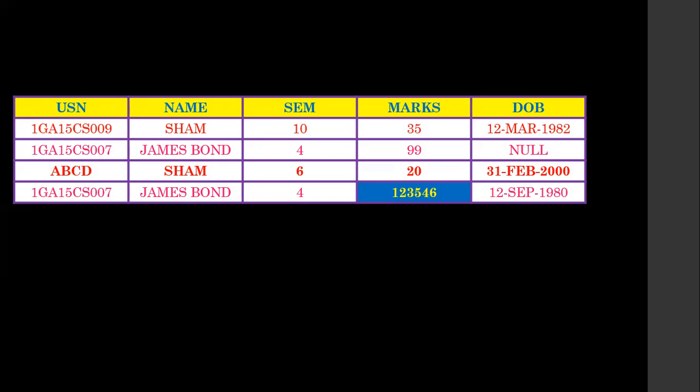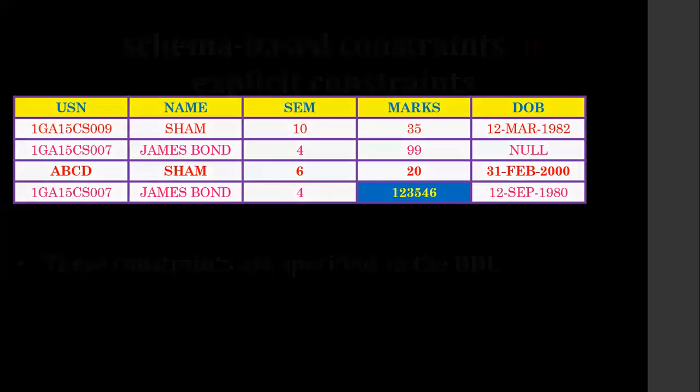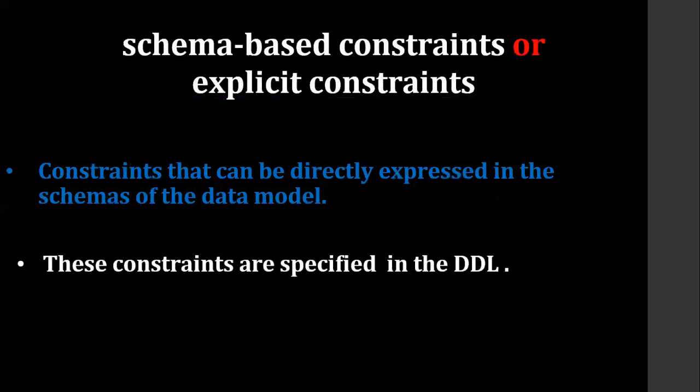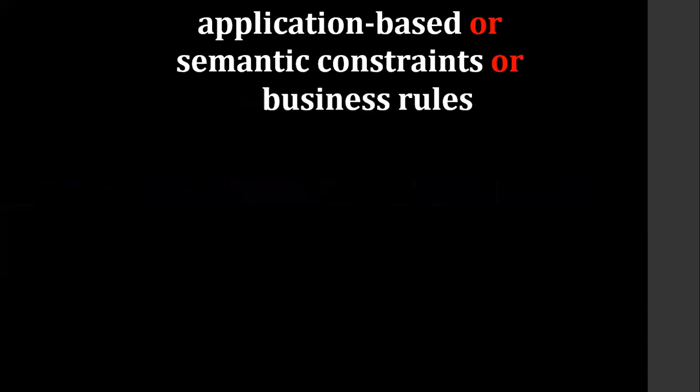You can't leave the USN number column empty. It should have at least some number. So like this we can add conditions while creating the table. While giving the structure, the schema for the table, for the relation, we need to specify these constraints explicitly. So these types of constraints are referred to as explicit constraints or schema based constraints.